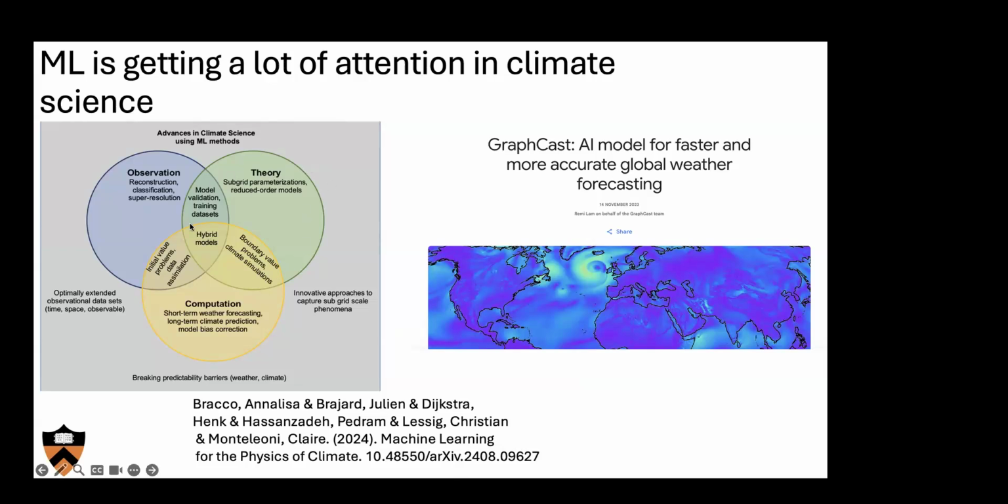The second is parameterization. Our models rely on parameterization for processes which happen below the model resolution. But I see in the future that all of this parameterization will be data-driven, to make the models more accurate. And then short-term weather forecasting, to speed up the weather forecasting system.